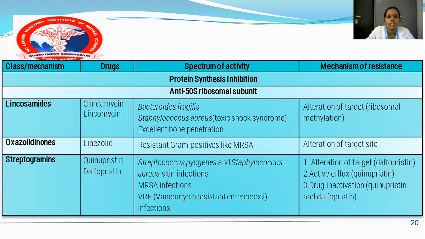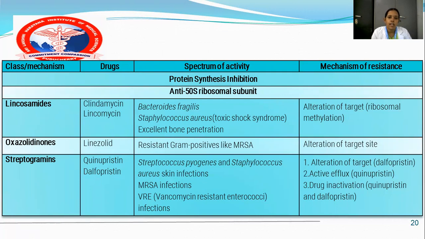Next, clindamycin. Clindamycin-resistant Staphylococcus aureus also exists. Mostly they will use it for toxic shock syndrome, which is caused by Staphylococcus aureus. It has excellent bone penetration, and resistance is by alteration of the target through ribosomal methylation. Linezolid is the drug of choice for MRSA also, a second line drug, a very powerful drug. Mechanism of resistance is alteration of the target site. And streptogramins are quinupristin and dalfopristin.